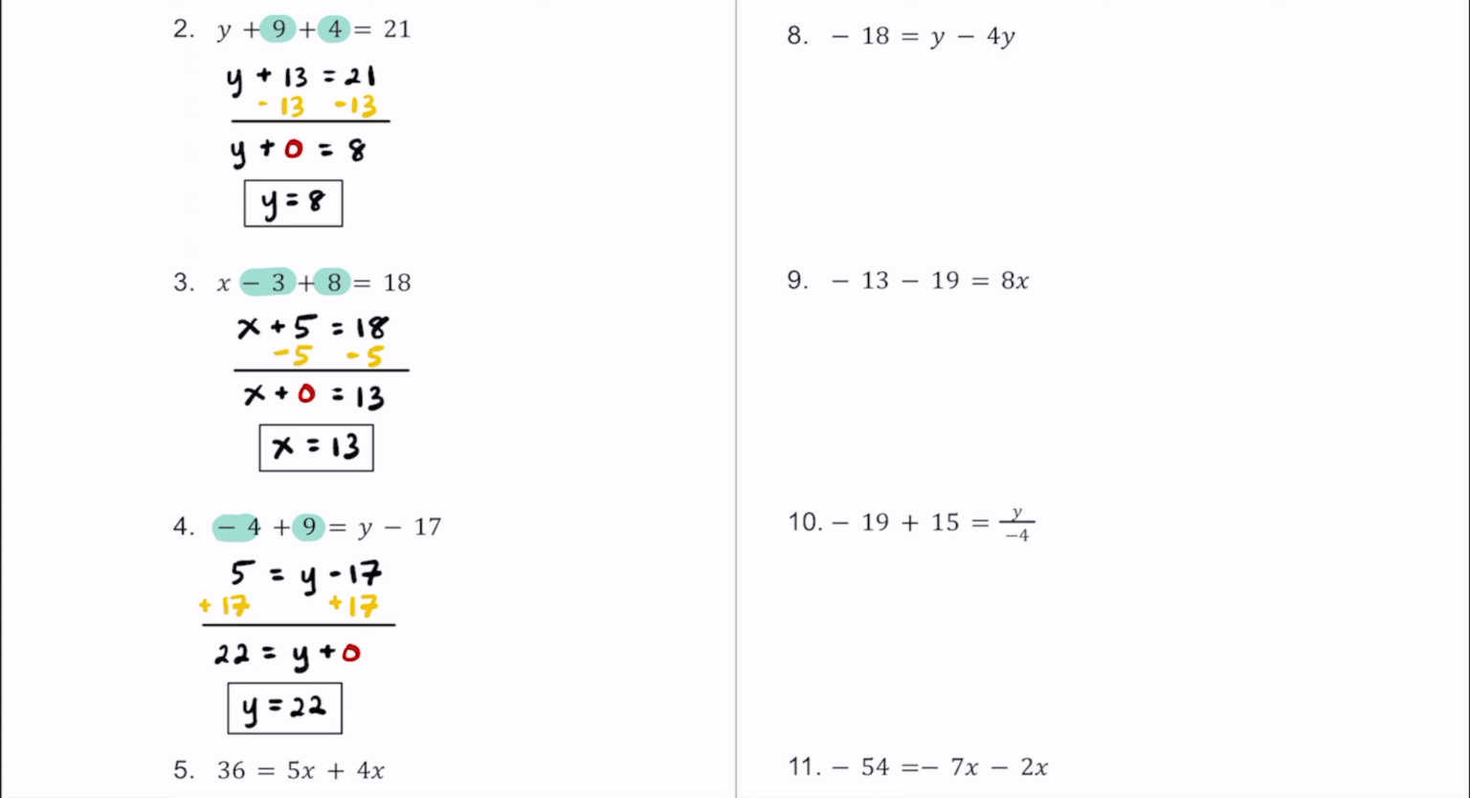If we were to substitute this 22 back into the original equation for y, then 22 minus 17 on the right side is going to be 5. And on the left side, that negative 4 plus 9 we said was equal to 5. So since 5 equals 5, then y must equal 22.